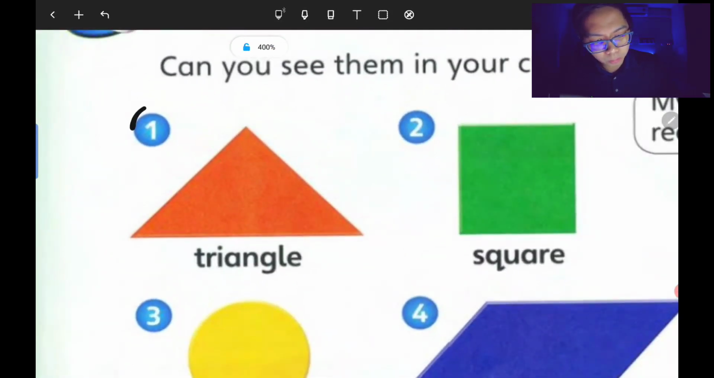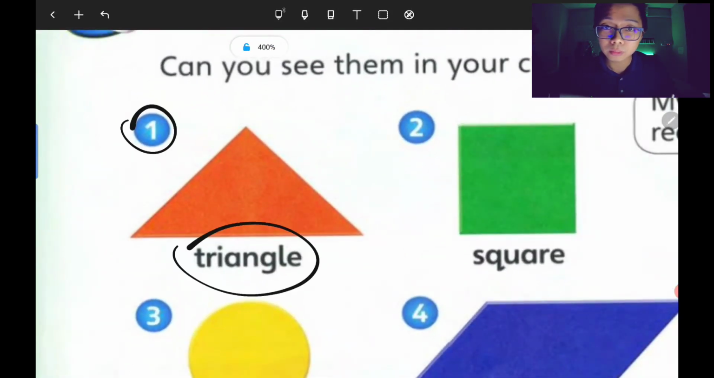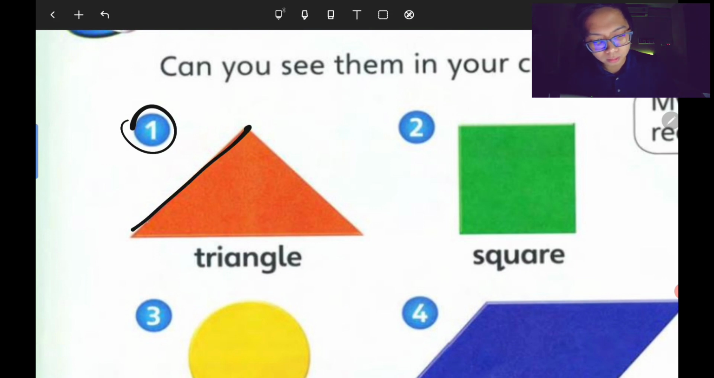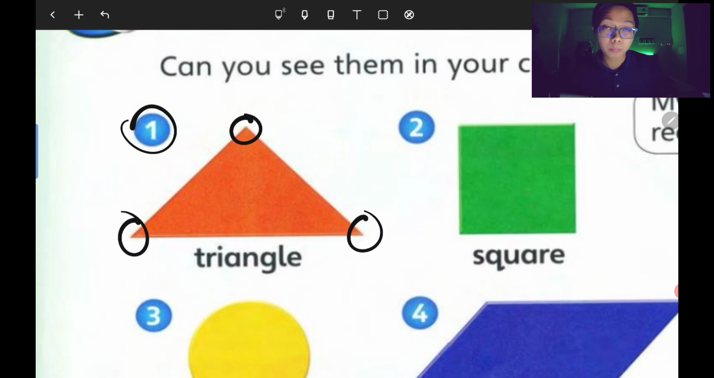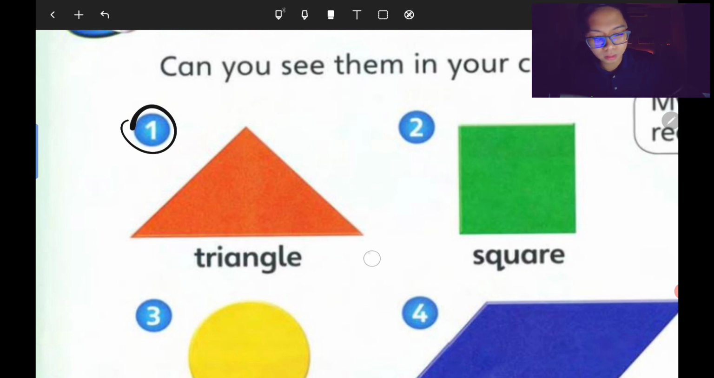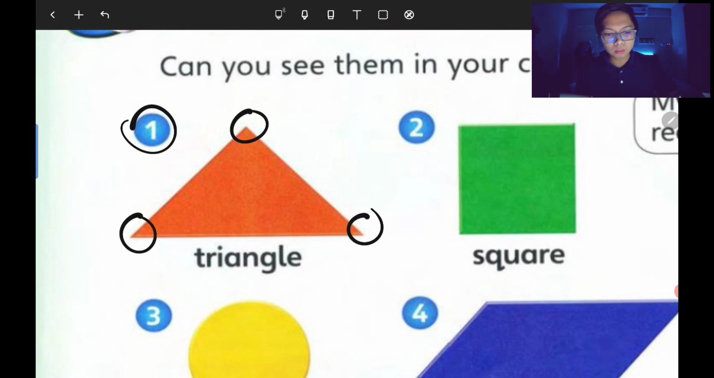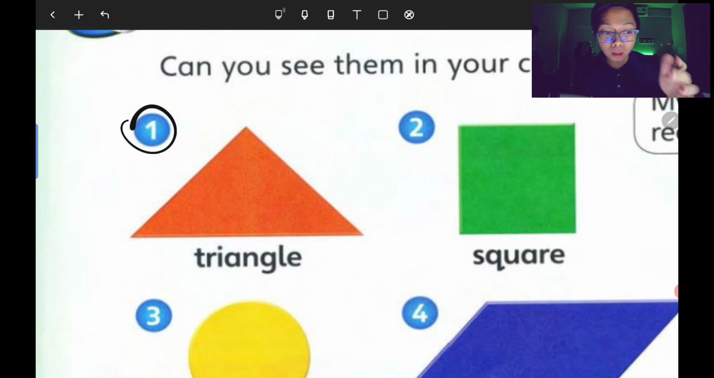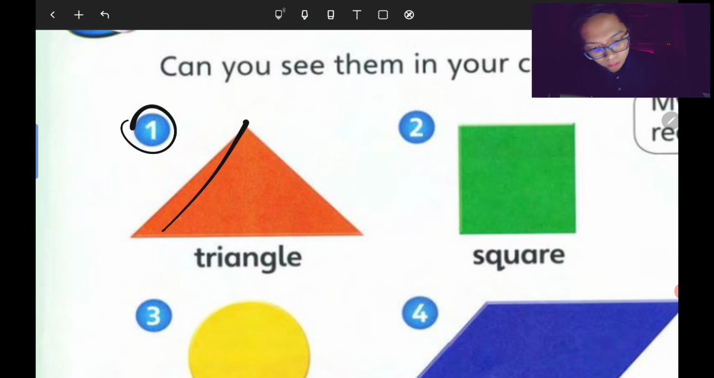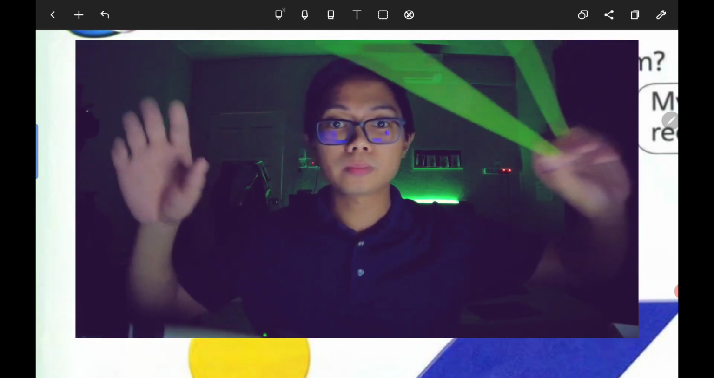The first shape is triangle. Okay, triangle. This shape has 3 sharp edges. Okay, sharp corners. Okay, ada 3 corner yang tajam. So can you see this shape? Adakah Anda dapat cari bentuk ini di dalam rumah kamu? Okay, but for me, yes, I found one.